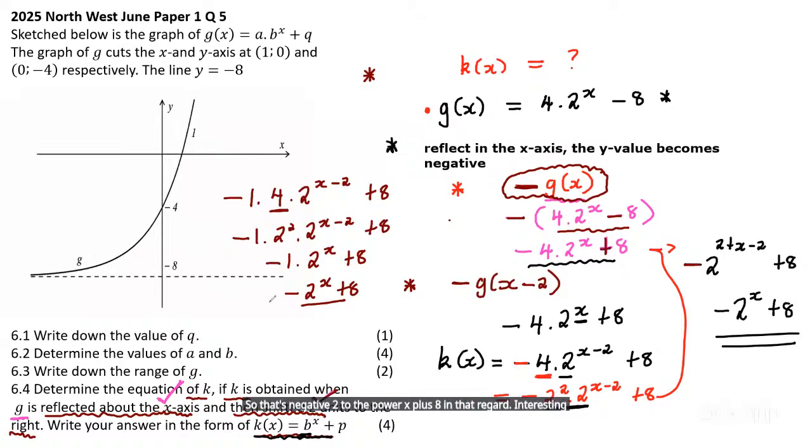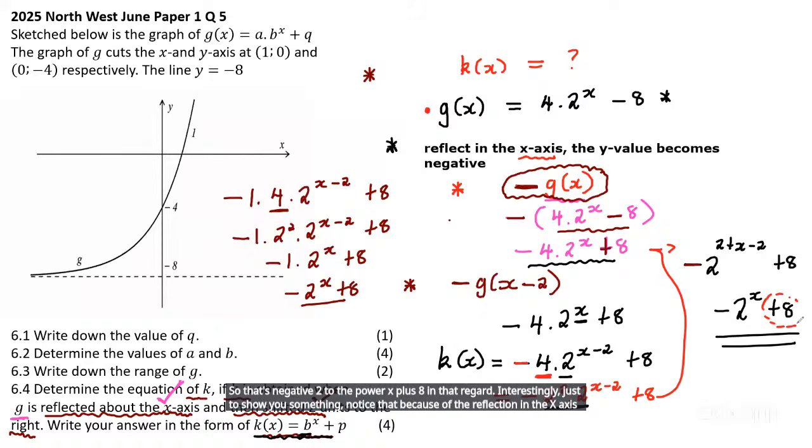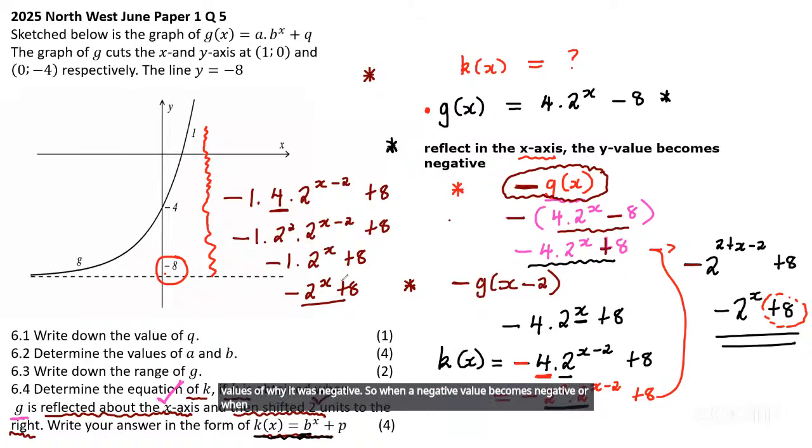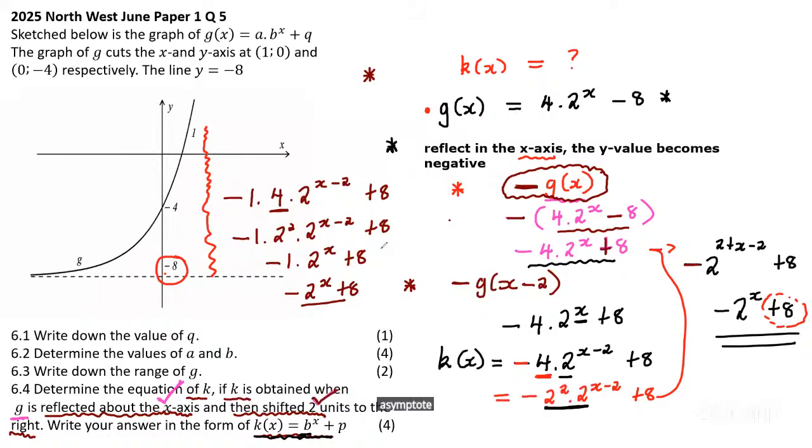Interestingly, just to show you something, notice that because of the reflection in the x-axis, the asymptote was negative 8. Now it's positive 8. Literally, the values of y were negative. So when you negate a negative, it gives you a positive. This is why your new asymptote is up there at y is positive 8.